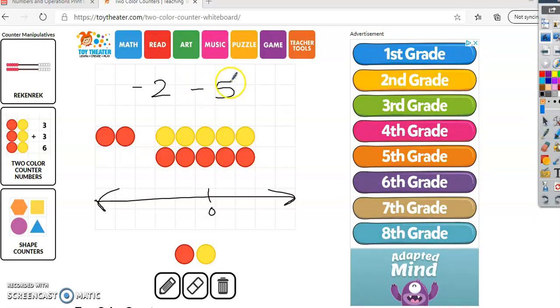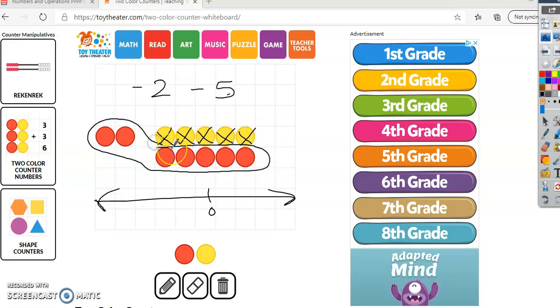So now I can actually take away 5 that are yellow, because again, I don't see a negative sign here. That means I'm taking away positives. 1, 2, 3, 4, 5. So look at what I'm left with now. That's my final answer. 1, 2, 3, 4, 5, 6, 7. 7 of what color? Red. So I'm at negative 7.